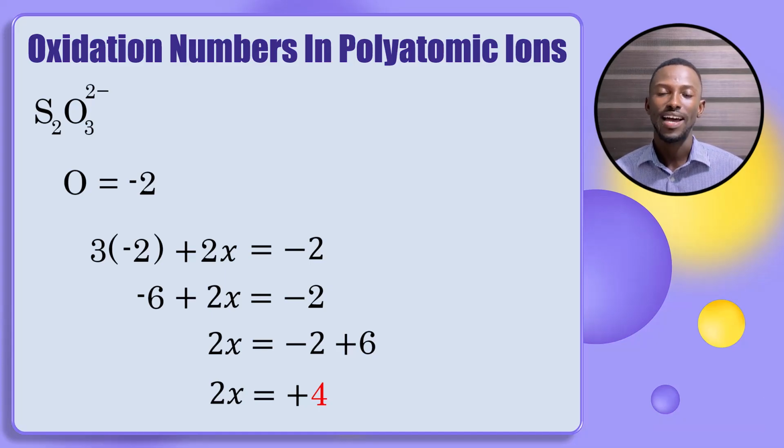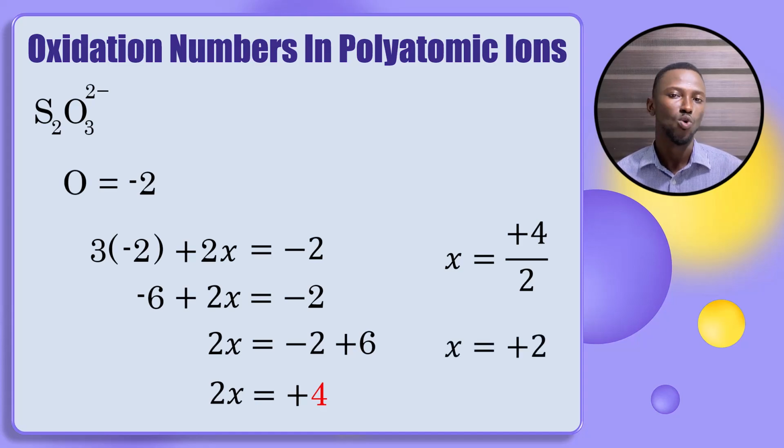But mind you, we are interested in finding the oxidation state of sulfur, which we represented using X. But now we have 2x. So what do we do? We divide the +4 by 2. So X is equal to +4 divided by 2. So X equal +2. Hope that is clear.